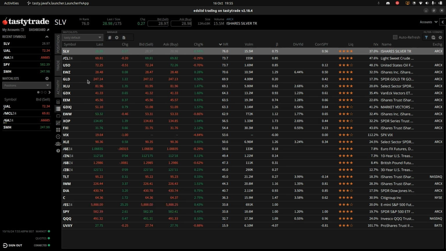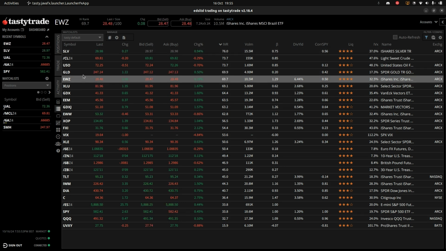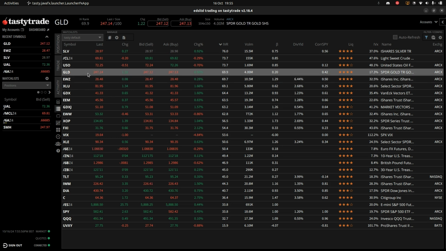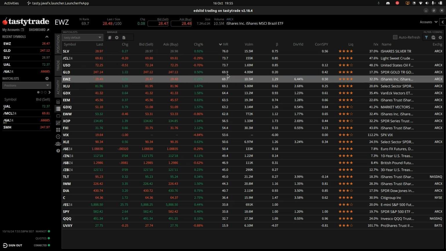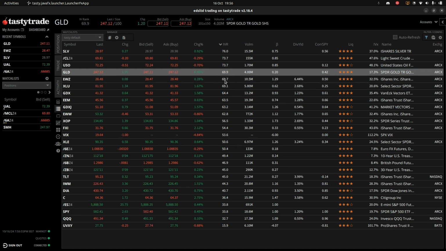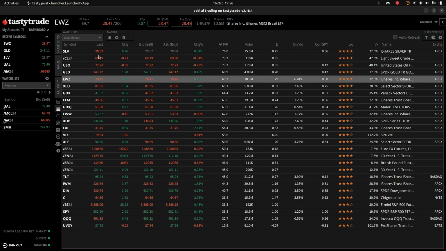EWZ, GLD. If we have a look here, GLD just overtook EWZ, but we've got EWZ with an IV rank of 69.7 and GLD with an IV rank of 69.9. So they basically have the same IV rank. However, if you look at the absolute IV, one has an IV percentage of 17 and one has 32. So that makes a difference, and you will almost certainly collect more premium with EWZ in this case, relative to the size of the underlying.